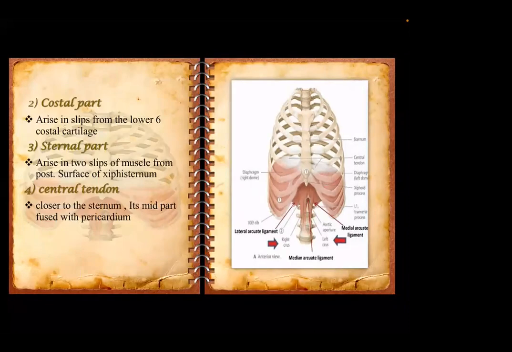Costal part arises as slips from the lower costal margin, the 6 costal cartilages. Sternal part arises as 2 slips of muscle from the posterior xiphoid sternum. Central tendon is closer to the sternum, its mid part fused with the pericardium.